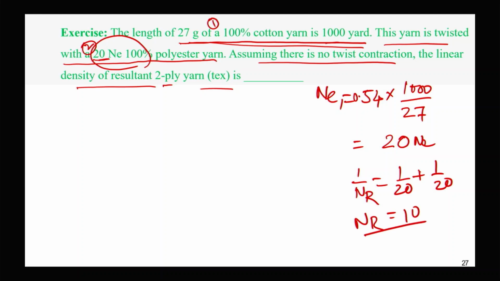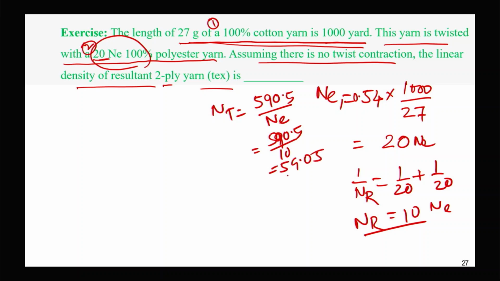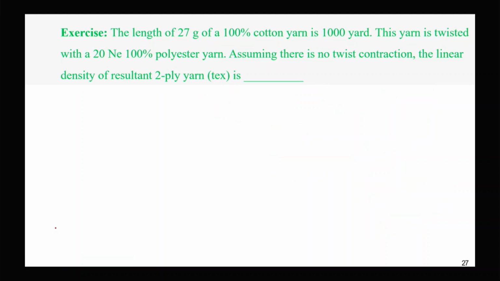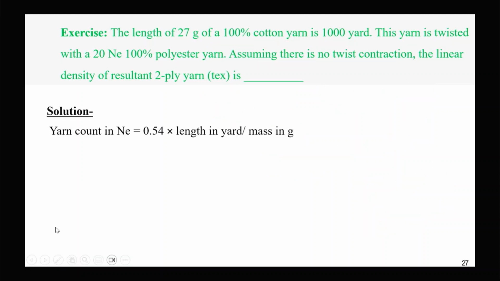And 10 is the English count, and tex will be NT, as the relationship we know, 590.5 by NE. So 590.5 by 10, so 59.05. Sorry, this is the tex count. So in this way we can solve different types of numericals. So you can see here, this is 59.05 tex.